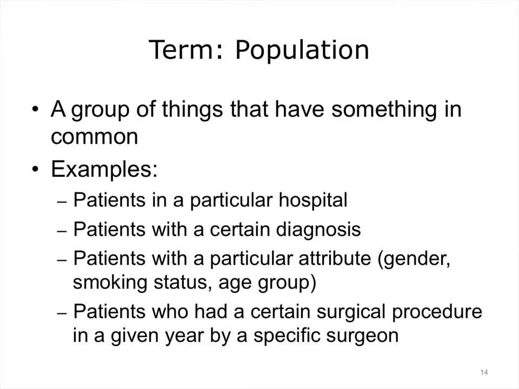First, let's look at the concept of a population. Normally, we think of population as the people living in a certain area. The term population, as it's used in statistics, is a group of things that have something in common. While a population does not always have to mean people, it often does. Common examples of populations in healthcare analytics would be all the patients in a hospital, patients with a certain diagnosis, patients with a particular attribute such as gender, smoking status, or age group, or everyone who had a certain surgical procedure in a given year and who were operated on by a specific surgeon.